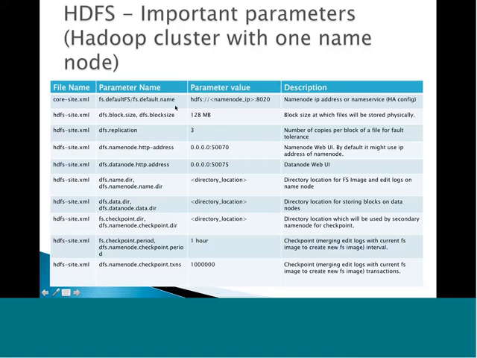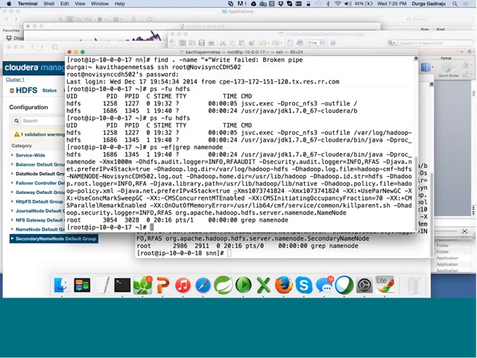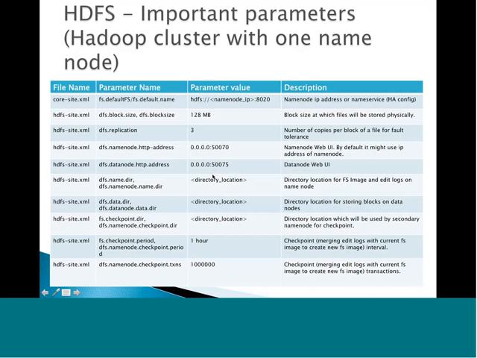Okay. So the most important parameter is fs.defaultFS in the old convention, and in the new convention it is called fs.defaultName, and it is part of core-site.xml, and it will have the IP address of your name node, and the default port number on which your name node runs is 8020. So the process which I have shown previously, this process runs on port number 8020. Okay, and this is the most important parameter.